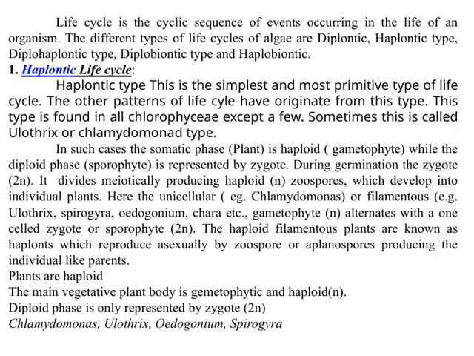In this cycle, the somatic or vegetative phase, which is the main body of the plant, is haploid, meaning it has just one set of chromosomes. This haploid plant is called the gametophyte. The diploid phase is very brief and is represented by the zygote, which forms when two haploid gametes fuse.